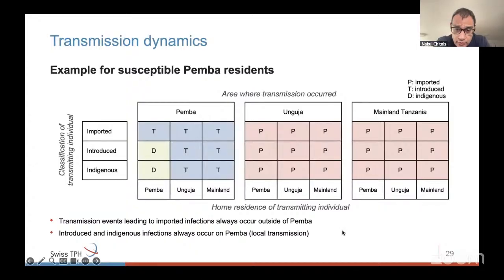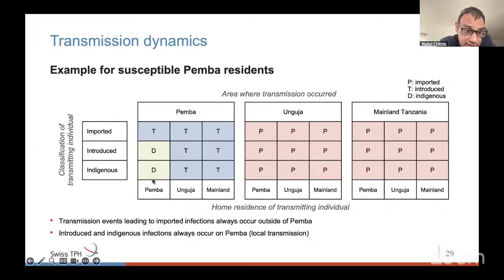Right, and this is the full description of how they're infected. So for someone from Pemba, if they're infected on Unguja or the mainland because they're outside, they would be an imported case. If they're infected from a Pemba resident who is an imported case, or from visitors from Unguja or the mainland on Pemba, they would be introduced cases.